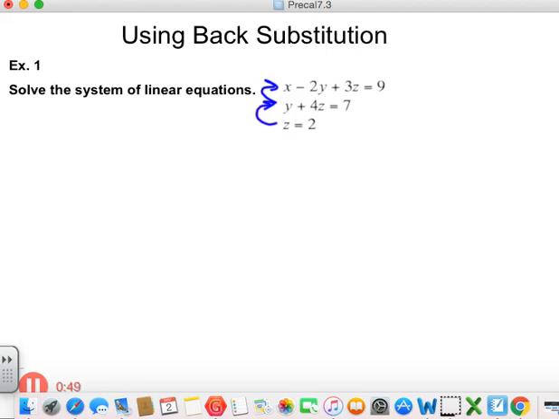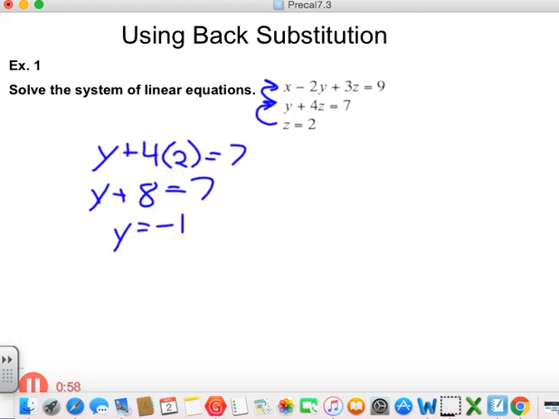So this first equation, y plus 4, but now we're going to plug in 2 for z, equals 7. So that's going to be y plus 8 equals 7. So then y equals -1.